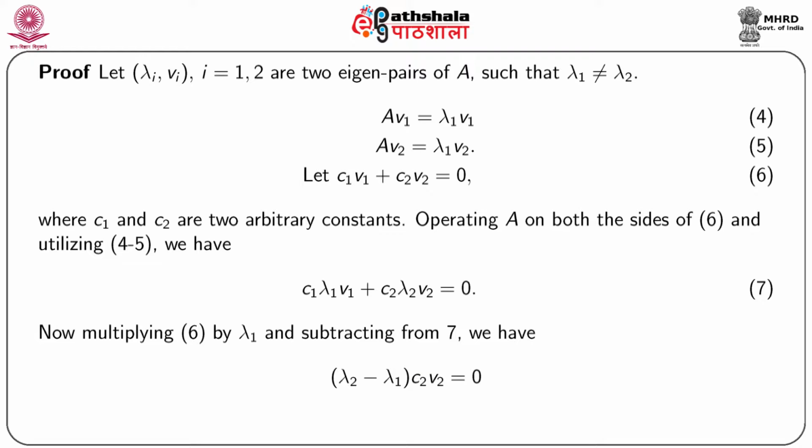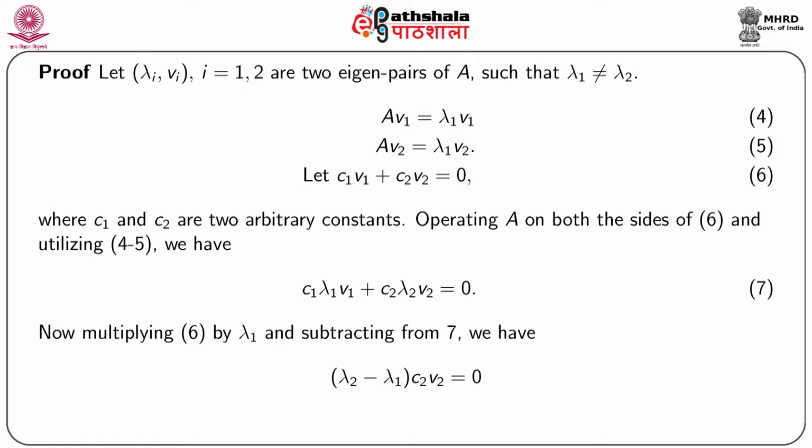So, what you are doing here is multiplying the left hand side of 6 with A, and if you do that, you will get A c 1 v 1 plus A c 2 v 2 is equal to 0 matrix, and then c 1 is a constant, it will come out and you will get c 1 A v 1 plus c 2 A v 2 is equal to 0. Now, since A v 1 is equal to lambda 1 v 1 and A v 2 is equal to lambda 2 v 2, we will get c 1 lambda 1 v 1 plus c 2 lambda 2 v 2 equal to 0, given by equation 7.